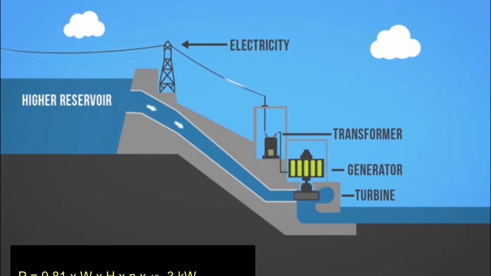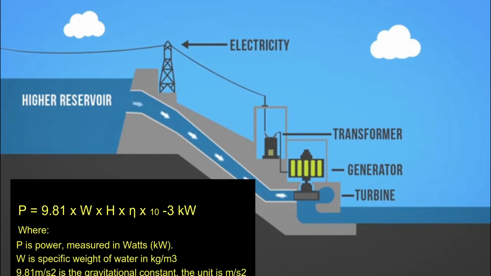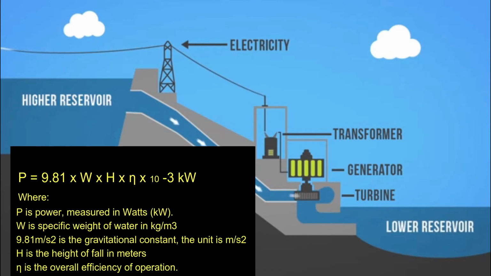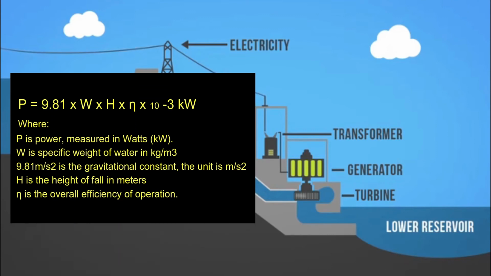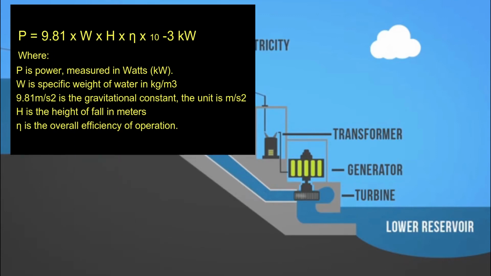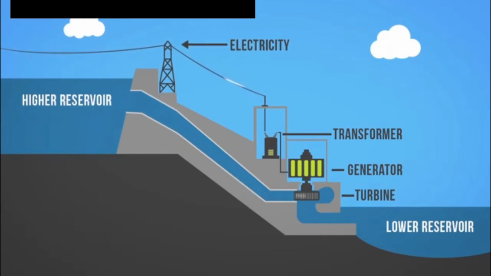This is a formula to calculate the power, where P is the power measured in kilowatts, W is the specific weight of water, 9.81 is the gravitational constant, H is the height of fall in meters, and eta is the overall efficiency of operation. It is a product of all of the component efficiencies, which are normally the turbine, drive system, and generator.